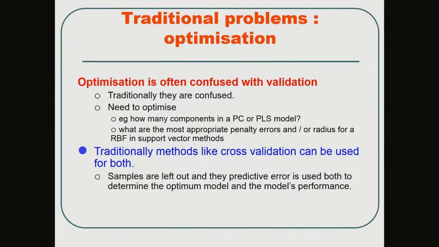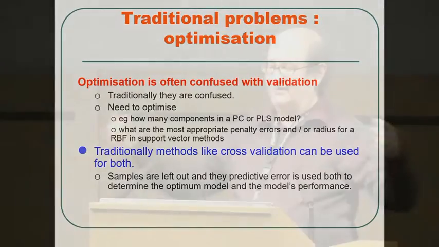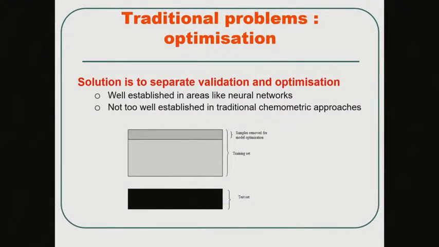So you leave samples out, one or a few samples out at a time. You try and optimize the model on those, and you also use it to give an idea of how well the method works. Now, the trouble is left out samples are used for two things, to optimize the model and determine how well it works. That means you've mixed things up. So the way to do that is to separate validation and optimization. Now, the traditional chemometric approaches use things like cross-validation, and often cross-validation has both things in it.